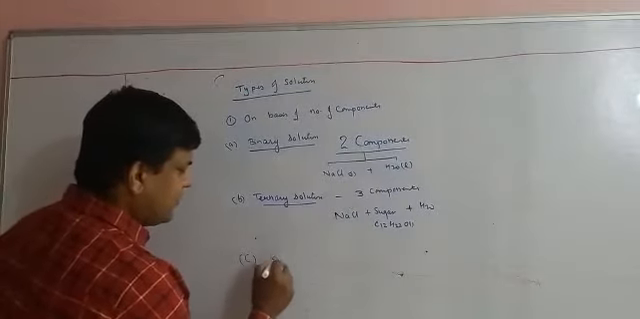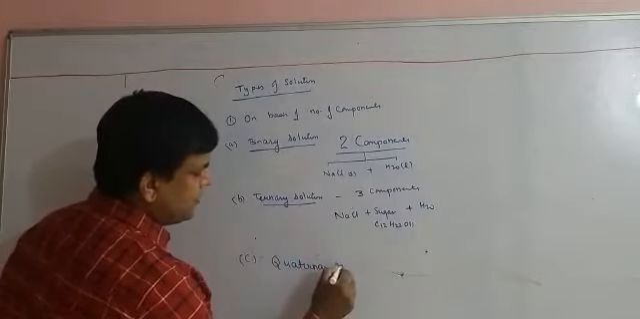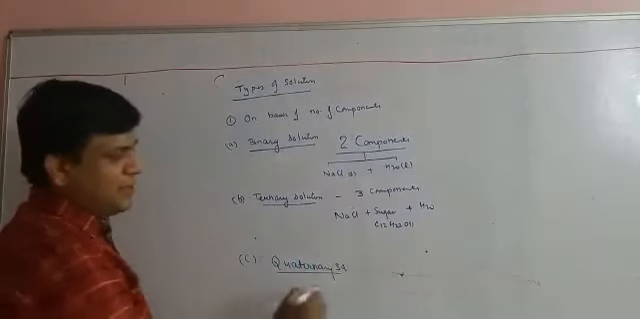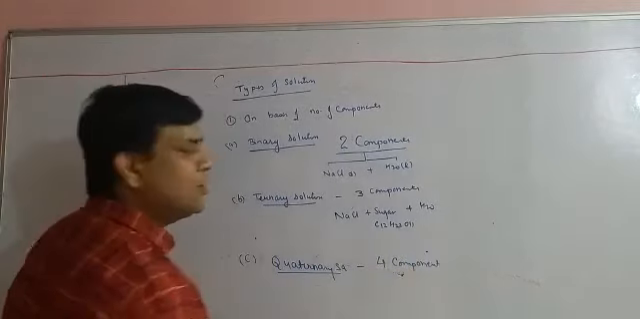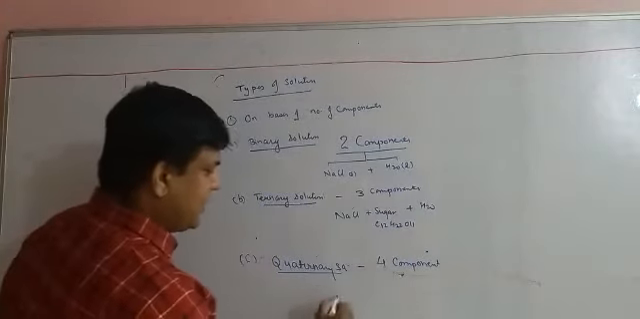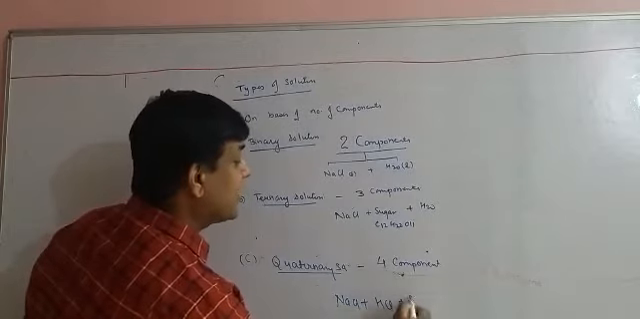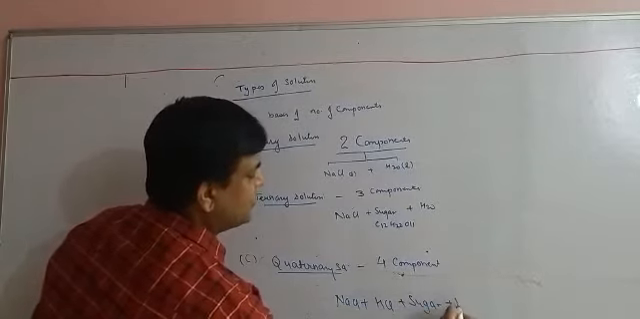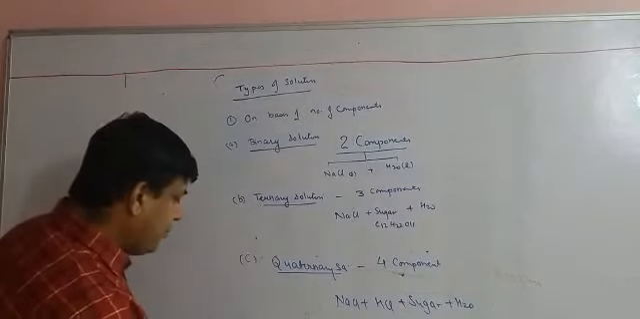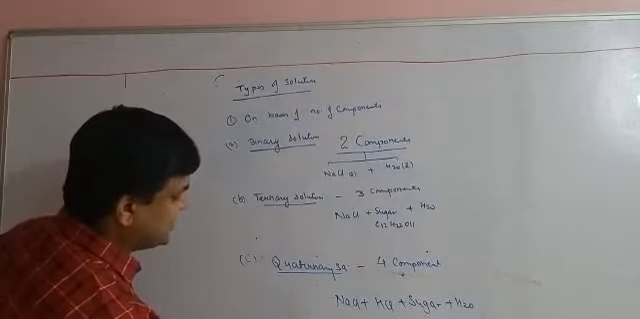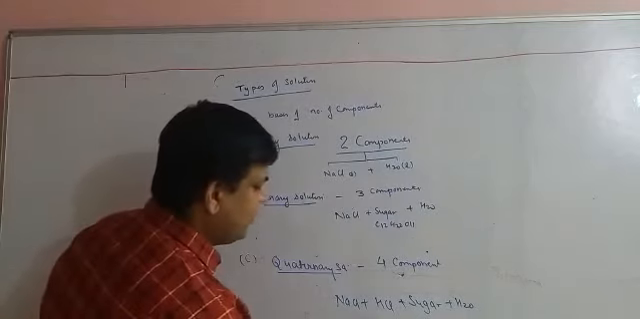Now the third one is quaternary solution. As the name indicates, it is that solution which has got four components. They are called quaternary solution. Example, NaCl, we can say HCl, we can say again sugar and the water. This is called a quaternary solution. And if more than four components are present, then it is called a polynary solution. That is, more than four components.